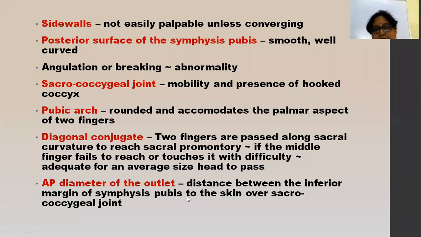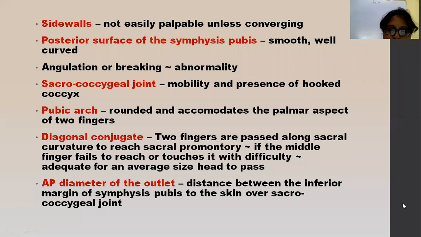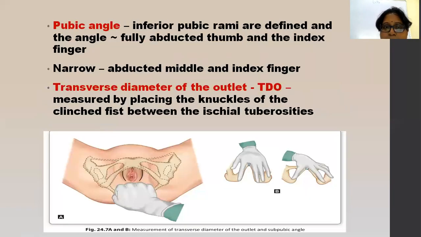Next is the AP diameter of the outlet. You will measure the distance between the inferior margin of the symphysis pubis to the skin over the sacrococcygeal joint. This is the AP diameter of the outlet. Skin over the sacrococcygeal joint is what you have to measure, which will indicate the AP diameter.